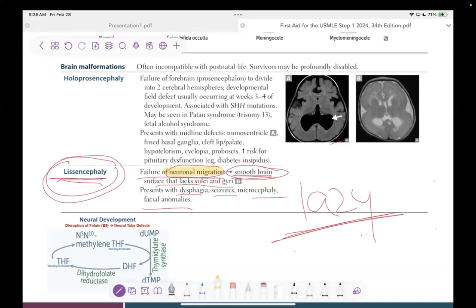If you cannot remember it, just remember like this. Some people who are lazy, they don't move. So neuronal migration is defective here. And those who are lazy have less gyri. Their brain is smooth. They don't have wrinkles in the brain. The brain is smooth, so they don't understand well. It doesn't mean that lissencephaly patients are lazy, but it is just to make it easy to remember and answer the questions.